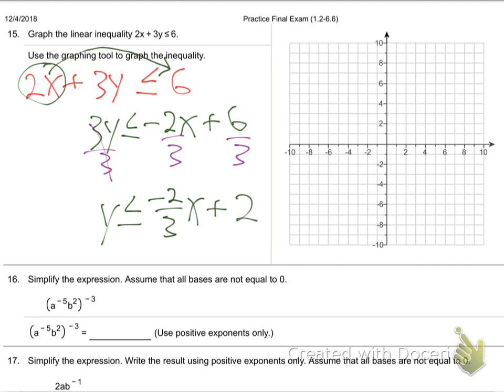So now let's graph the thing. Where do we start? Start at 2. Where do we go from there? Rise over run, you go down 2 over 3. 1, 2, 3. So there it is. Down 2 over 3. Connect the dots.